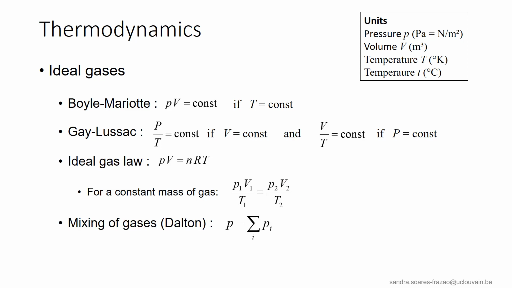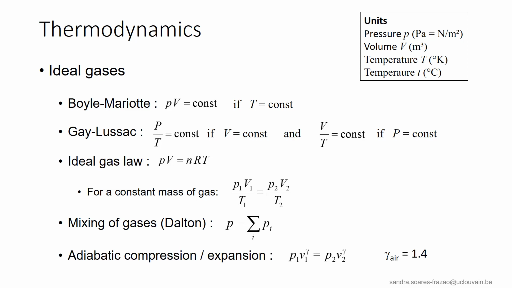According to Dalton's law, when ideal gases are mixed in a given volume, the resulting pressure is the sum of the individual pressures if each gas was alone in this volume. Then, finally, we have this relation here for adiabatic compression or expansions, where the exponent gamma is equal to 1.4 for air. Just to remind you, an adiabatic process is a process occurring without heat exchange.